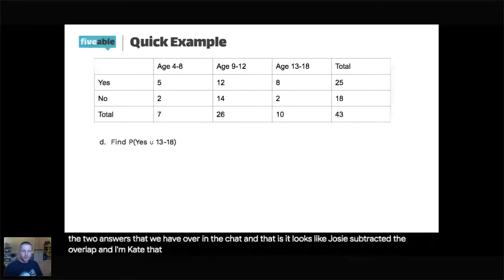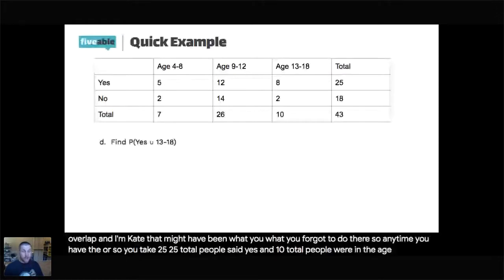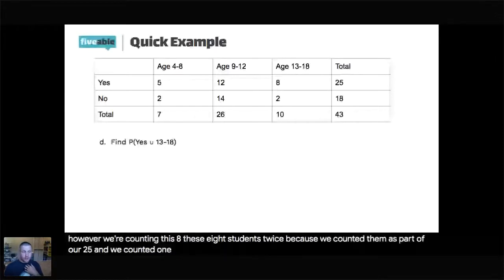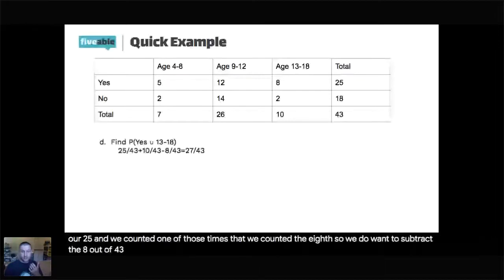So anytime you have the or, so you take 25 total people said yes, and 10 total people were in the age 13 to 18. However, we're counting these 8 students twice, because we counted them as part of our 25 and we counted them as part of our 10. So we want to take away one of those times that we counted the 8. So we do want to subtract the 8 out of 43, which gives us the 27 out of 43. So it's really important to remember to do that.